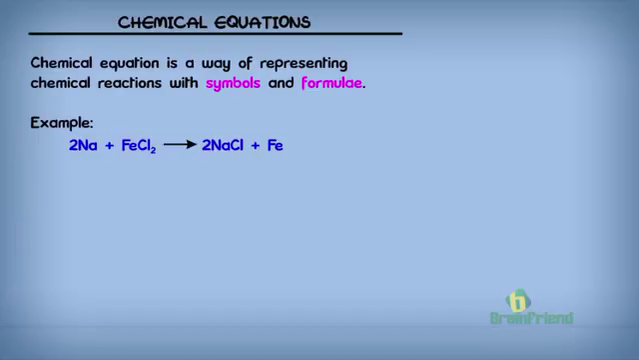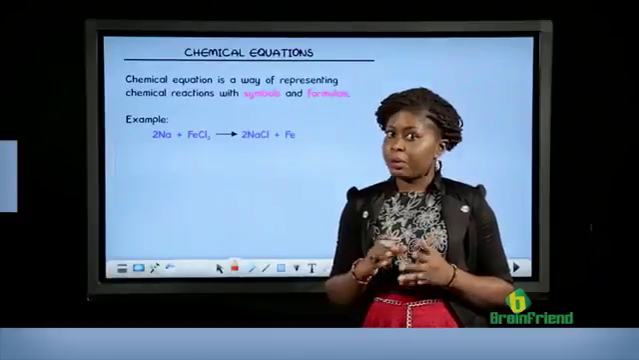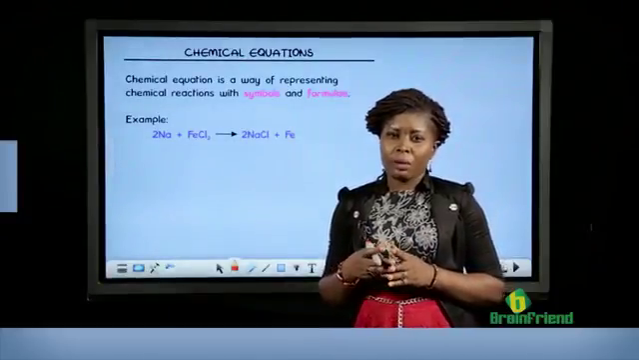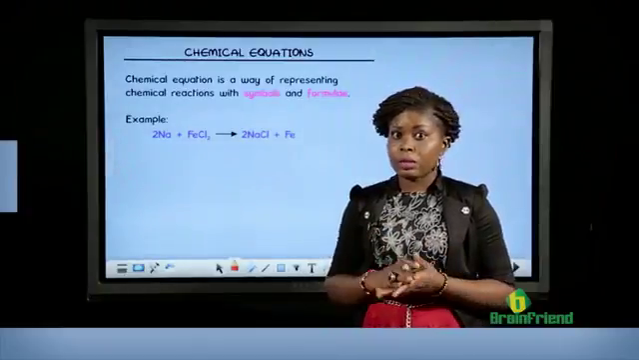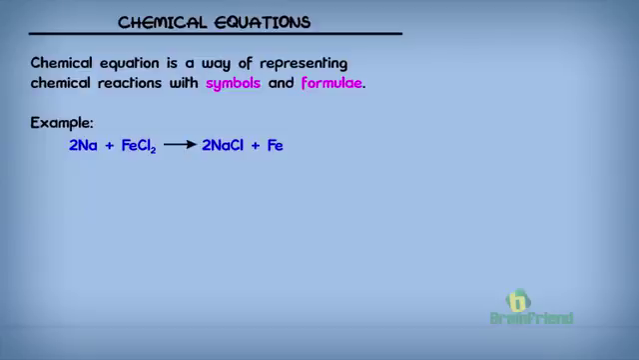Now, chemical equations. From our previous class on symbols and equations, we talked about how symbols are used to represent elements, compounds. So going further, we have what we call chemical equation. It's a way of representing chemical reactions with symbols and formula. For instance, if you have sodium reacting with iron chloride, we are not going to start writing out sodium in full or iron chloride in full. We make use of symbols of these elements to show their reaction.